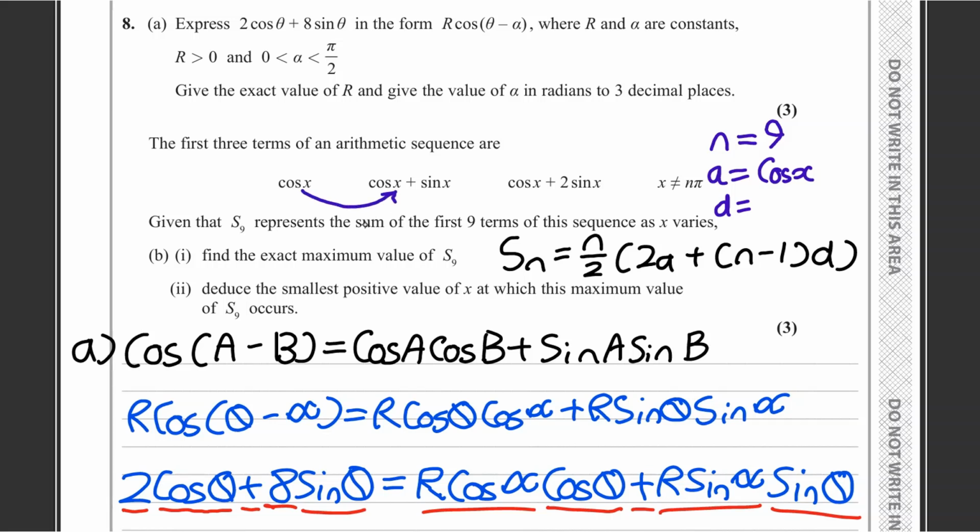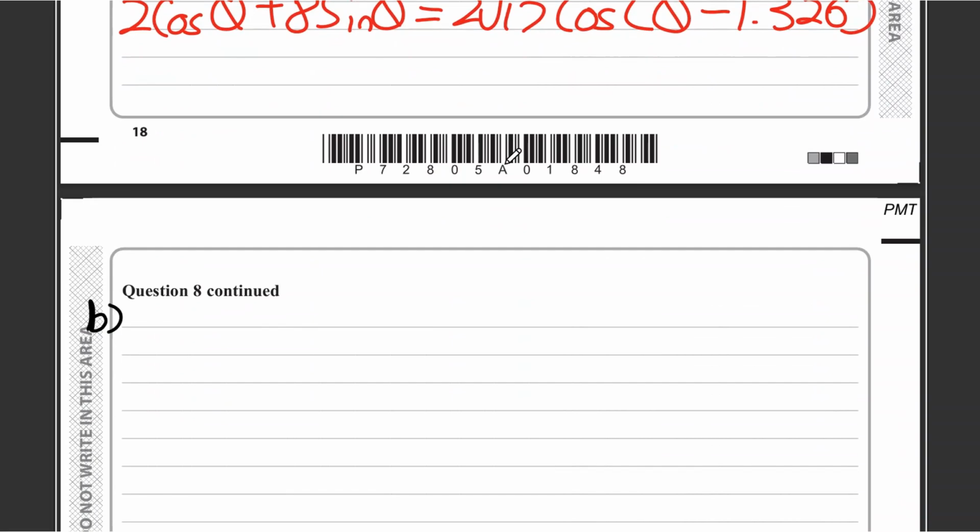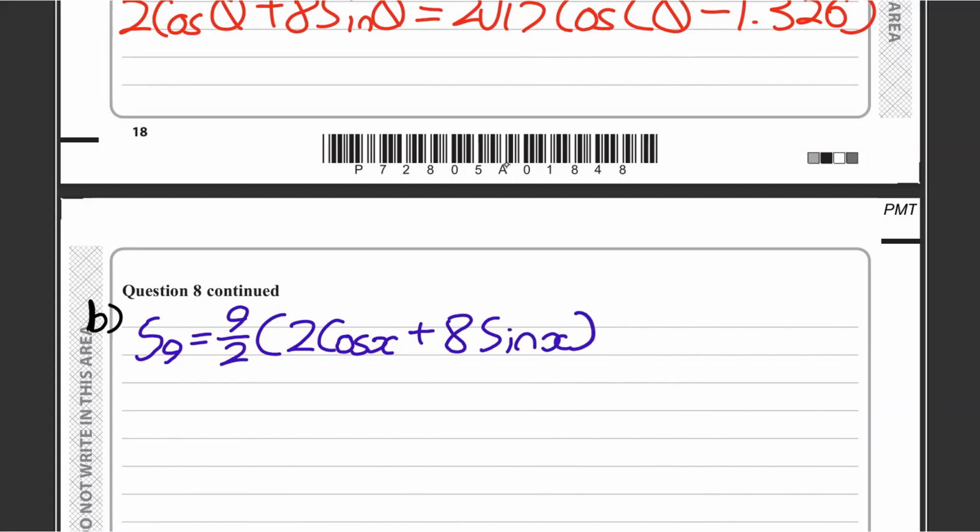If you look at this sequence, the difference between cos x and cos x plus sin x and cos x plus 2 sin x, we keep adding sin x. So therefore the common difference is sin x. So if we sub these values in, S9 is equal to n over 2, so this is going to be 9 over 2, and then 2a, so this is going to be 2 cos x, plus n minus 1, so it's going to be 9 minus 1, which is 8, and then the common difference, which is sin x, okay?